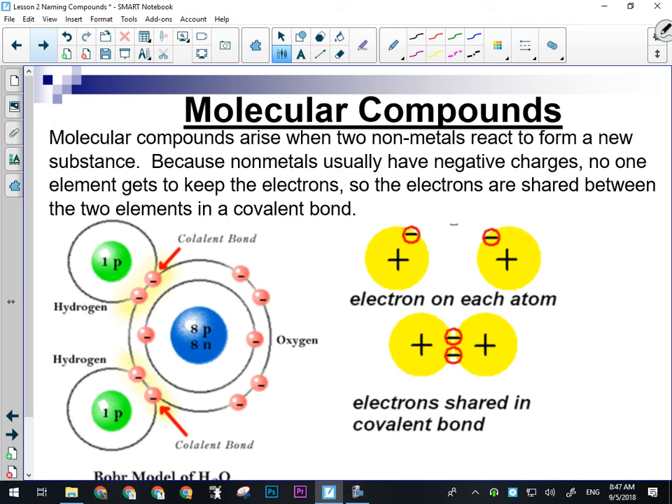All right, so molecular compounds arise, like we said, when 2 nonmetals react to form a new substance. So they're made up of 2 nonmetals. And because nonmetals usually have negative charges, no one element gets to keep the electrons. The electrons are shared in these types of bonds.